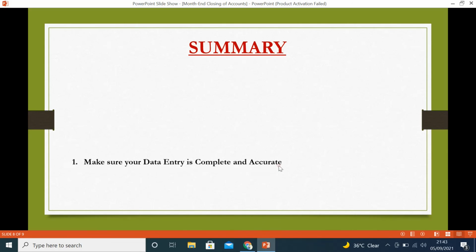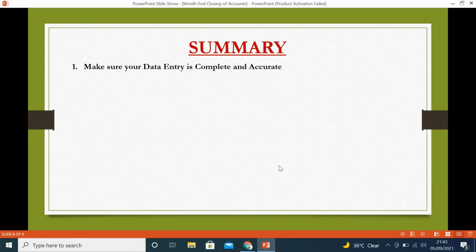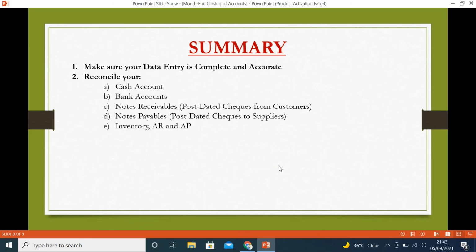At the end, I will discuss the summary of this month-end closing. Step 1, you need to make sure your data entry is complete and accurate. And step 2, you need to reconcile your cash account, bank account, notes receivable, the post-dated checks received from customers, notes payable, the post-dated checks you issued to the suppliers, then inventory reconciliation, AR and AP reconciliation.